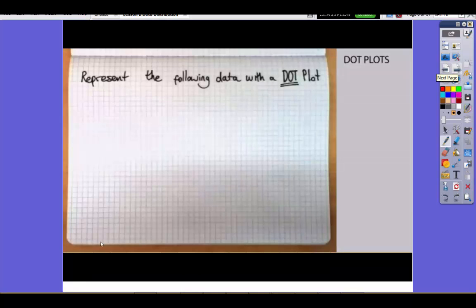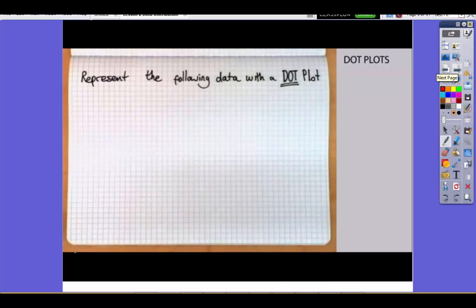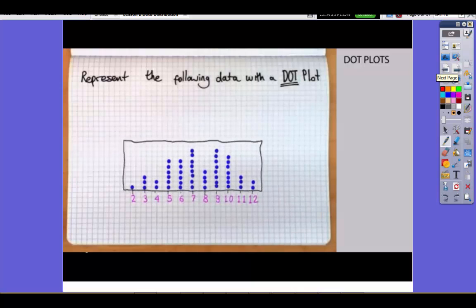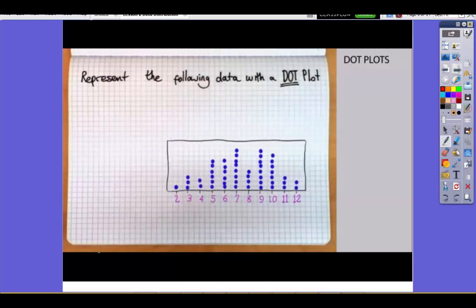Okay, let's watch this short video now on making a dot plot. So we're going to represent the following data with a dot plot. A dot plot is a very useful way of plotting fairly simple data. Basically, every point on the number line we put a dot whenever we get a data point there.